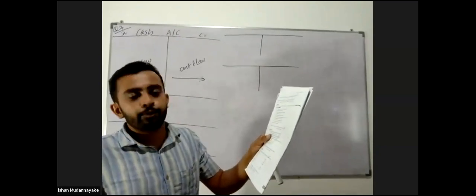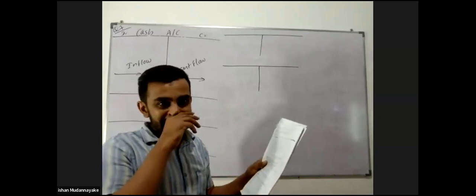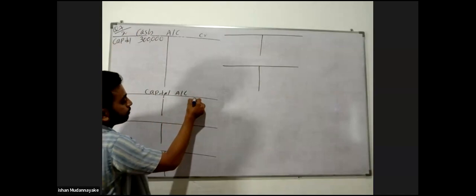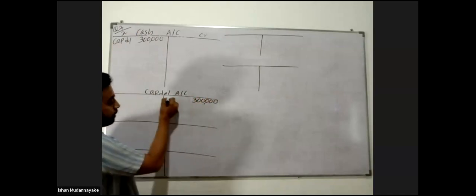Introduce capital 300,000. The owner introduced 300,000 to the business. Cash inflow, as we discussed last time. So the cash book is debited 300,000. Then here you need to write down the opposite account name, which is capital. After that, the capital account is credited 300,000.